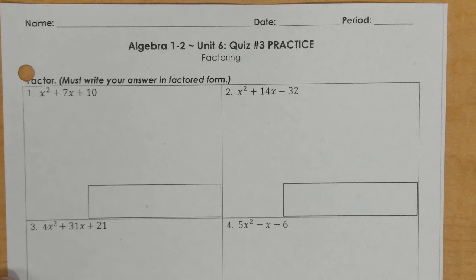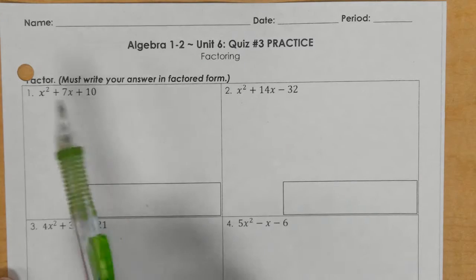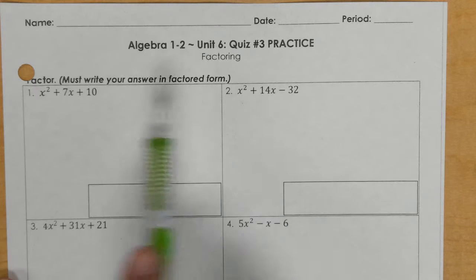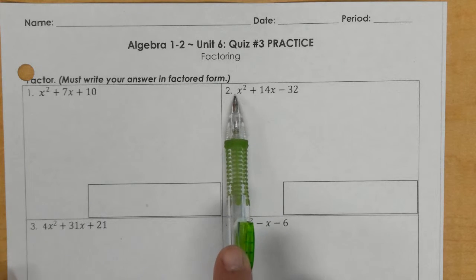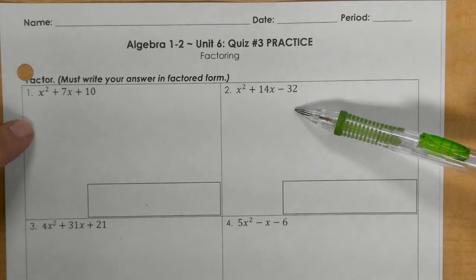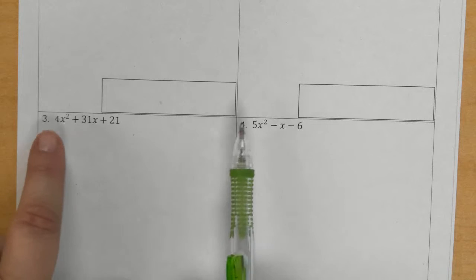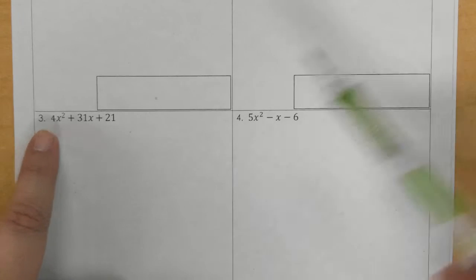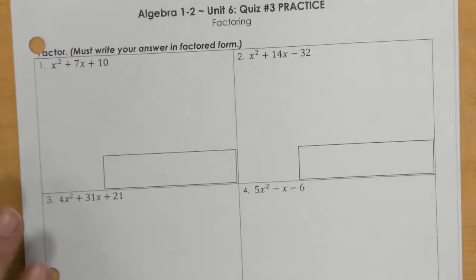For Unit 6, quiz number 3, practice, there's just 4 questions about factoring. So if I look here on the first 2, I see that I have a 1 in front of x squared. So for both of these, we're just doing x factor, writing it in factored form. In 3 and 4, our number is greater than 1, and so we're going to have to do x factor with bottoms up and then write in factored form. So let's go ahead and start.